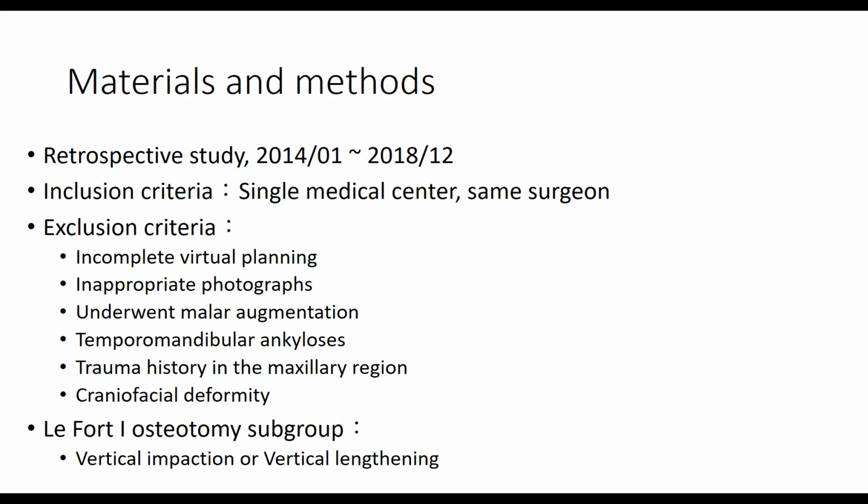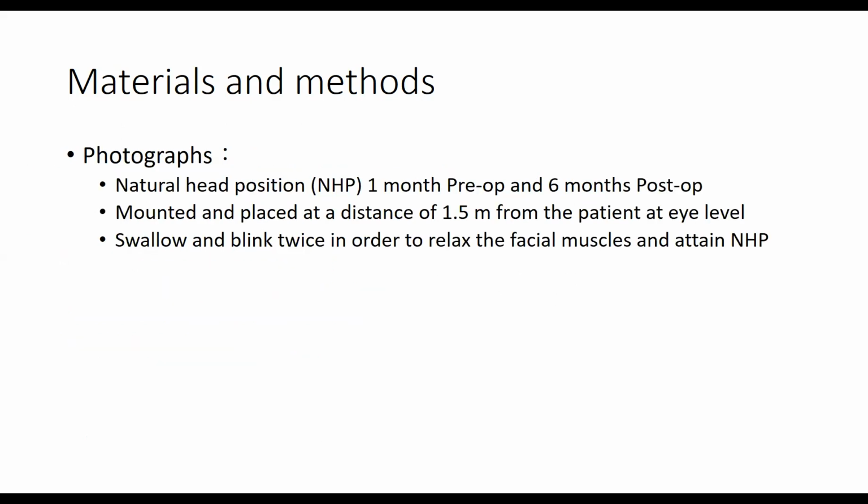The inclusion criterion is orthognathic surgery performed in a single center by the same surgeon. The exclusion criteria were incomplete virtual planning, inappropriate photographs, underwent malar augmentation, had temporomandibular ankylosis, trauma history in the maxillary region, and craniofacial deformity. Subgroup analysis was classified into vertical impaction and vertical lengthening.